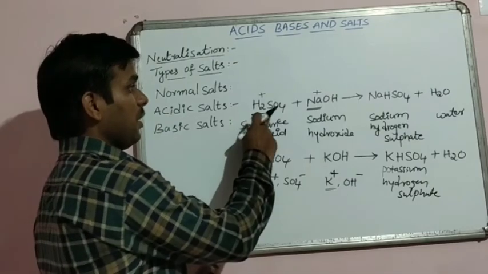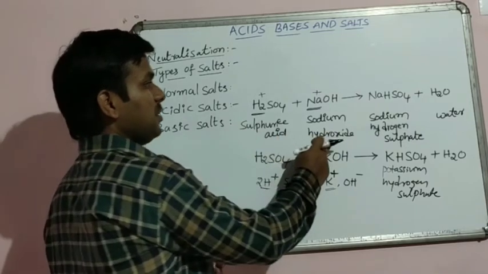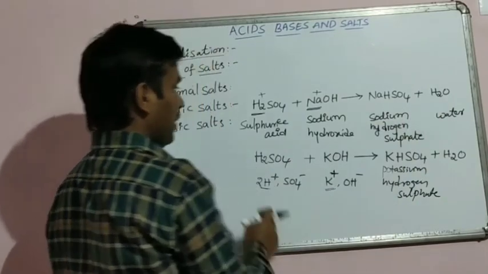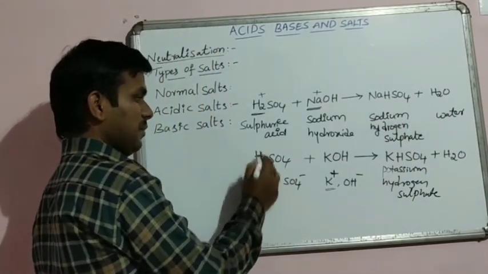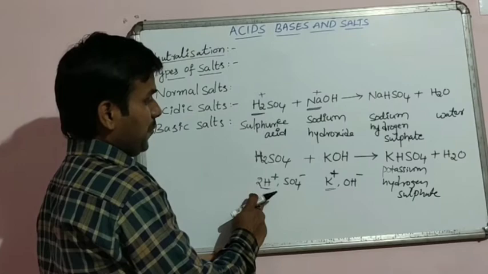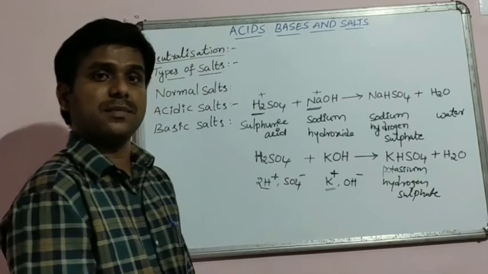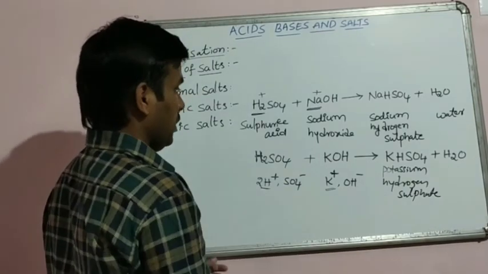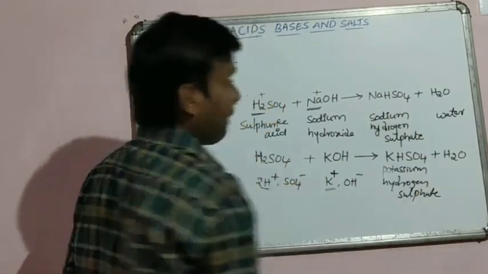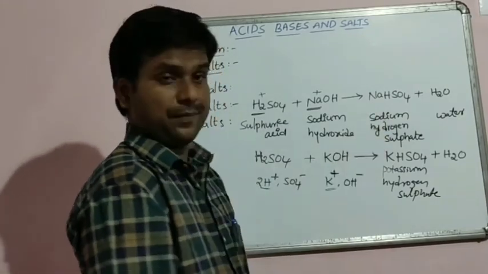Once again, listen. H2SO4 plus NaOH: one molecule of sulfuric acid mixed with one molecule of sodium hydroxide forms sodium hydrogen sulfate and water. Like this example, the acid is the same and here we are taking a different base. Sulfuric acid mixed with potassium hydroxide forms potassium hydrogen sulfate and water. See how these salts are acidic salts.